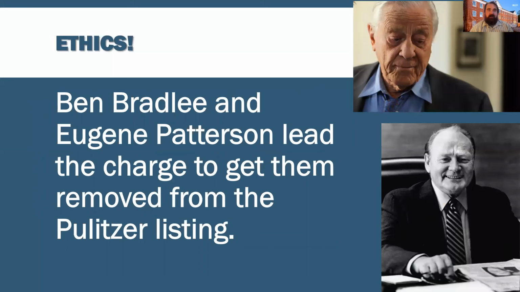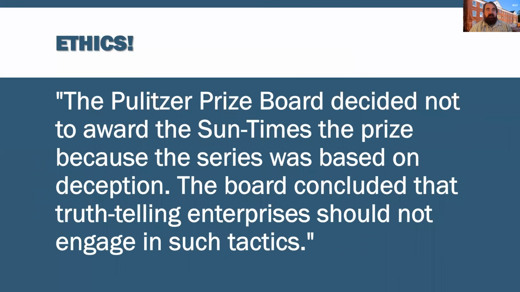There's two folks that got in the way, though, Ben Bradlee and Eugene Patterson. They were both from the Washington Post, and they had led the charge to get the Chicago Sun-Times coverage removed from the Pulitzer listing and make it so that they couldn't win the Pulitzer. And the Pulitzer Prize Board then released this press statement and said, "The Pulitzer Prize Board decided not to award the Sun-Times the prize because the series was based on deception. The board concluded that truth-telling enterprises should not engage in such tactics." So essentially it was, we're fine with the end result, but how you got there is not something we should encourage. We don't want reporters pretending to be other people. We don't want reporters to be going undercover in that way.